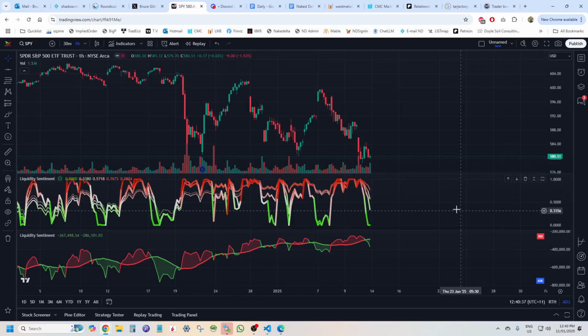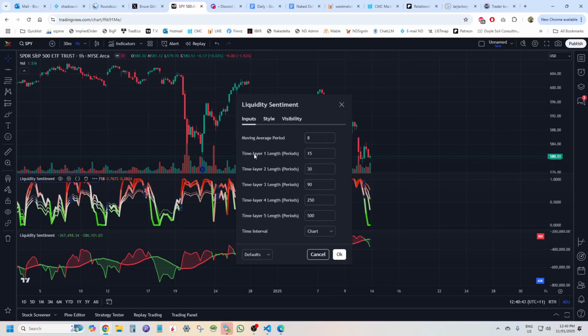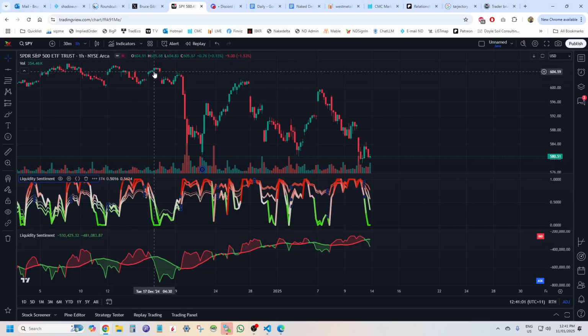And so our separation of time periods works like this. If we were to take the first line, which is the thickest line, which is time layer 1, they all get progressively thinner, time layer 5 being the thinnest line on this chart. Time layer 1 by default is set to 15. And we're on 1 hour here. So that means that we are normalizing the liquidity sentiment indicator in 15 times 1 hour windows. So every 15 hours is one time frame in this specific setup of the indicator.